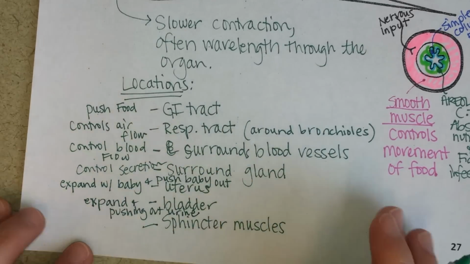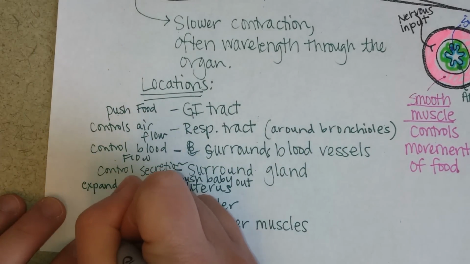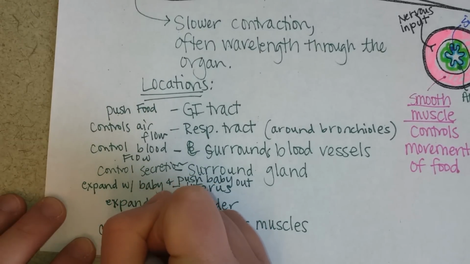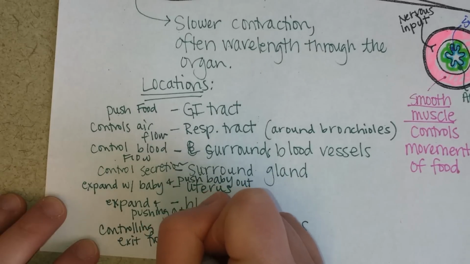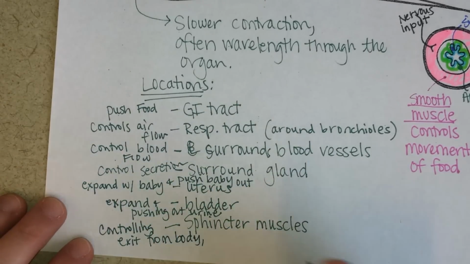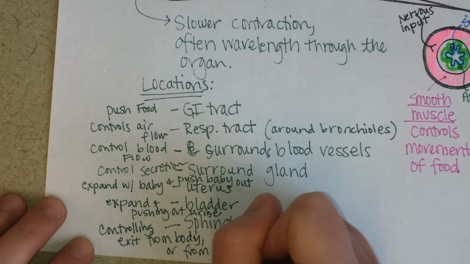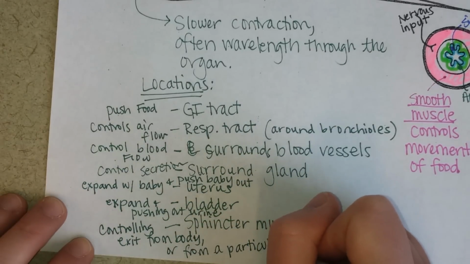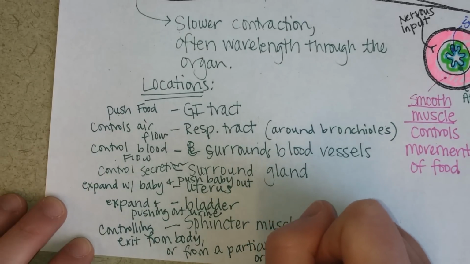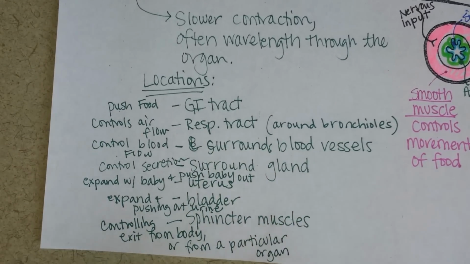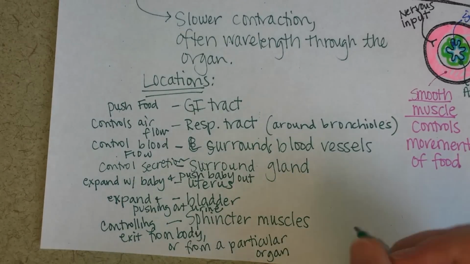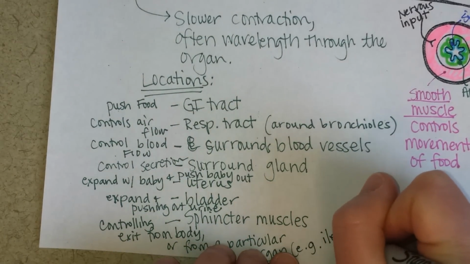And then the sphincter muscles are particularly important in controlling exit from the body, or sometimes from a particular organ. For example, there's something called the ileocecal valve. That's at the end of the small intestine, and it doesn't allow chyme or digested food to leave the small intestine and enter the large intestine until all of the nutrients have been absorbed in the small intestine. So sphincters can control exits from a particular organ, and the example there is the ileocecal valve.